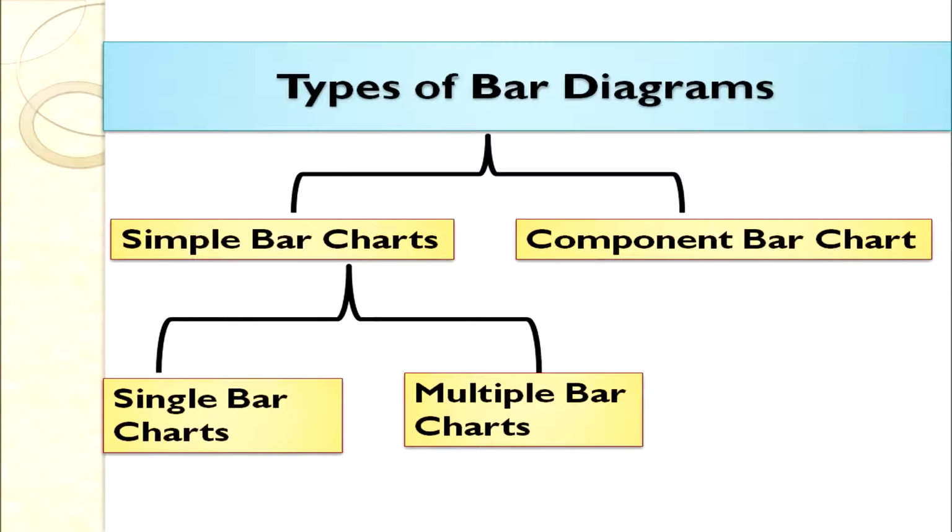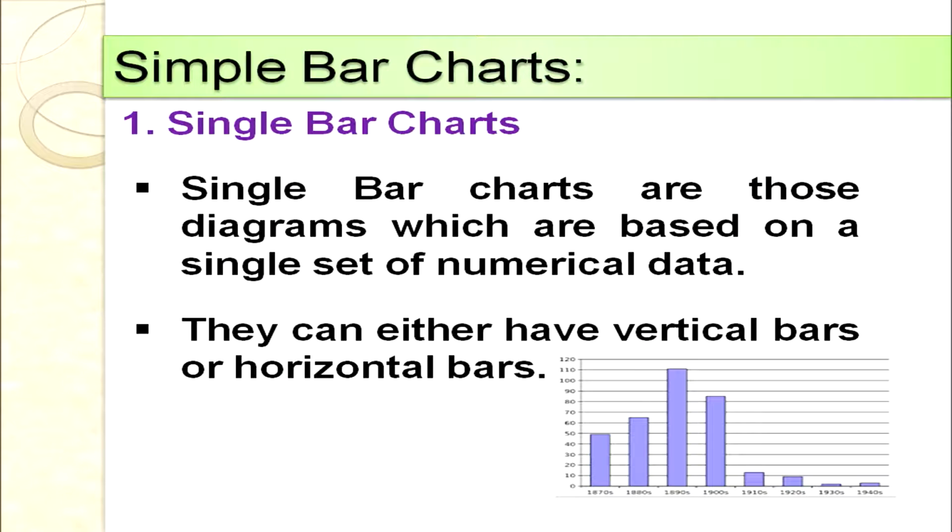Now, we can discuss different types of bar diagrams. There are mainly two different types of bar diagrams. One is the simple bar chart, the other is the component bar chart. When we talk about the simple bar chart, we can also discuss the single bar chart, where single data is given, and the multiple bar chart, where two or more than two data sets are given to us. So, let us discuss them in detail, first what a simple bar chart is, and then we are going to discuss the component bar chart. Now, what is a simple bar chart?